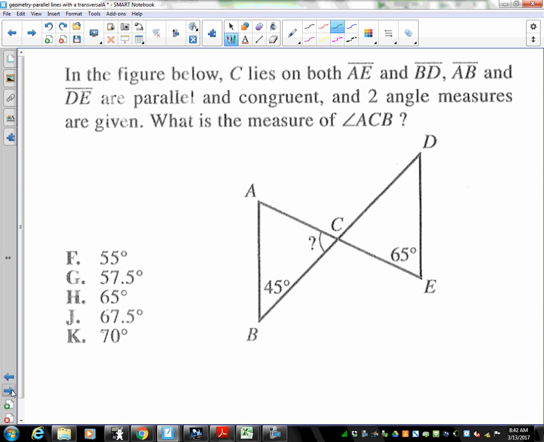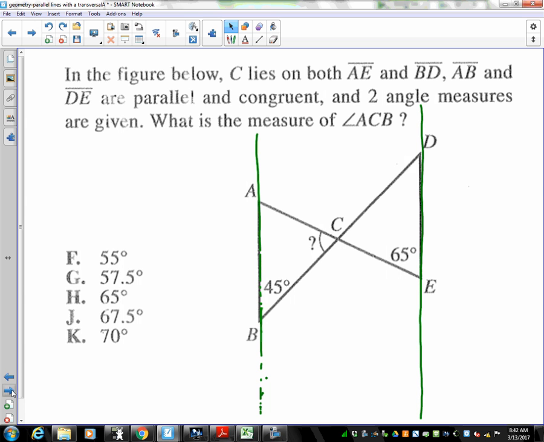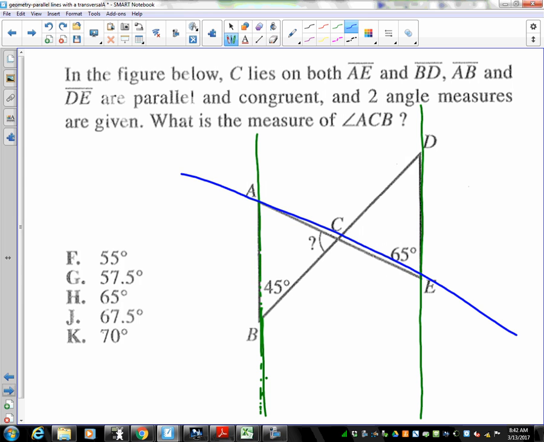Now this one, we've got that C lies on both segment AE and segment BD, and AB and DE are parallel. So let me extend these parallel lines here. Notice again, we've got triangles in the middle. Okay, so those are our parallel lines, and notice we'll have two transversals running through them. There's one of my transversals. There's my other transversal in red here.